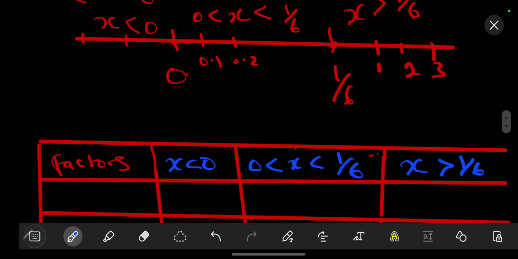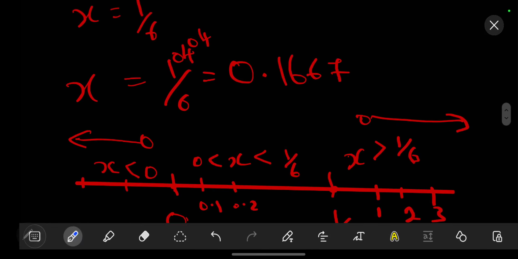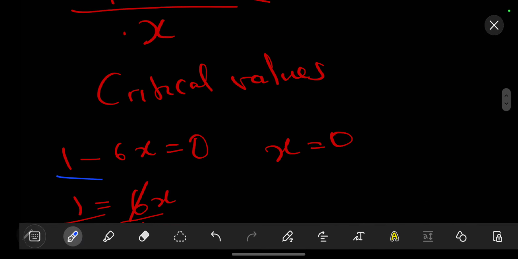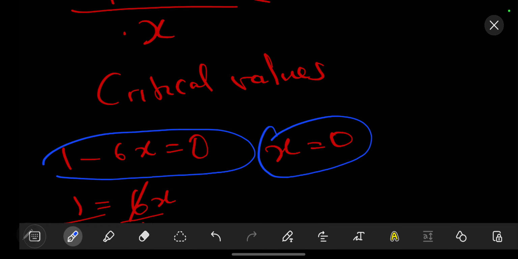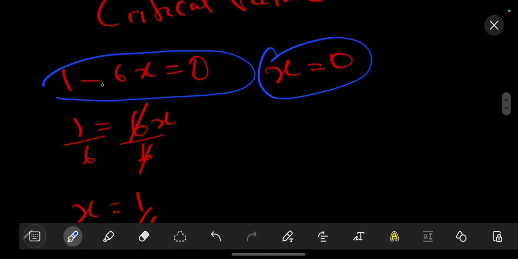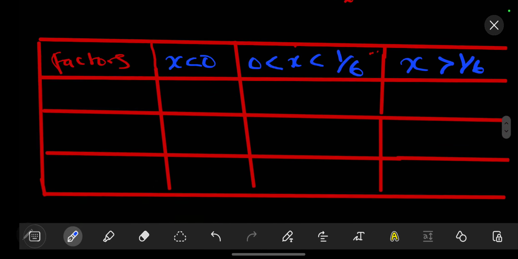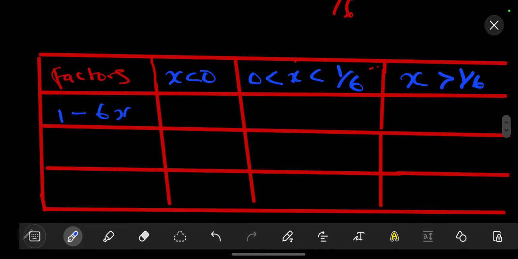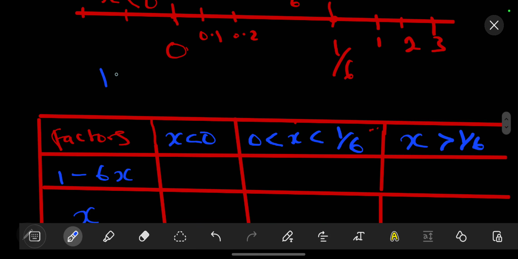The factors of the equation are the ones we used to determine the critical values, which are these. Not equating them to 0, just getting this part. So we have 1 minus 6x, then here we have our x. Then here we have a quotient. Why do we have a quotient there? This is simply because the result you get after dividing 1 minus 6x over x is called the quotient.